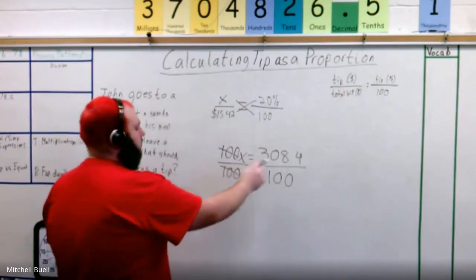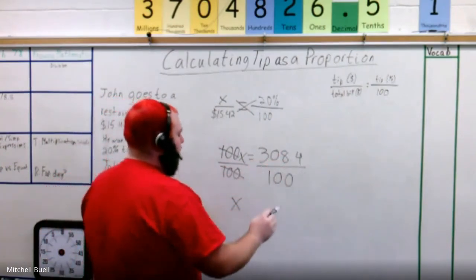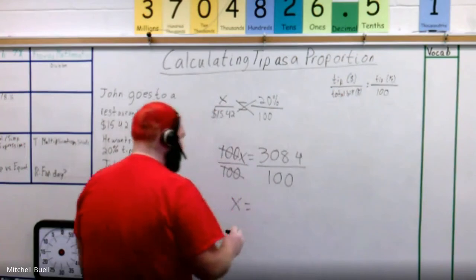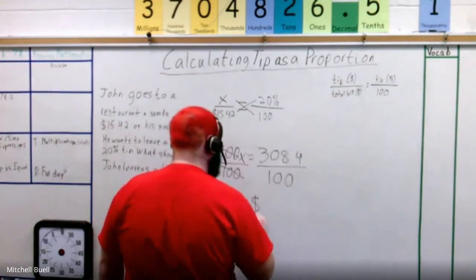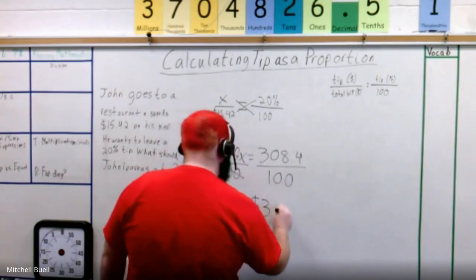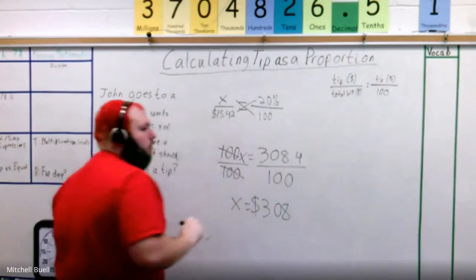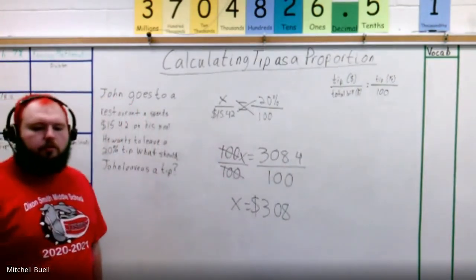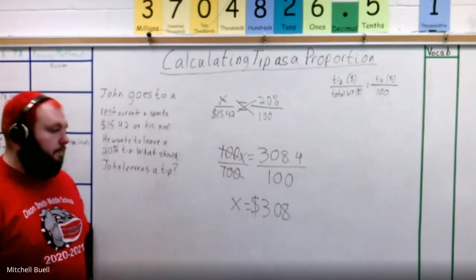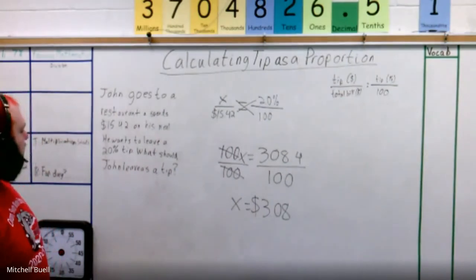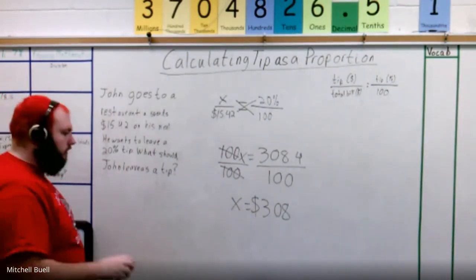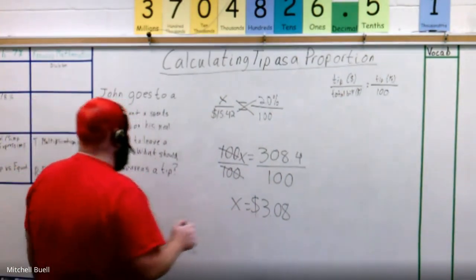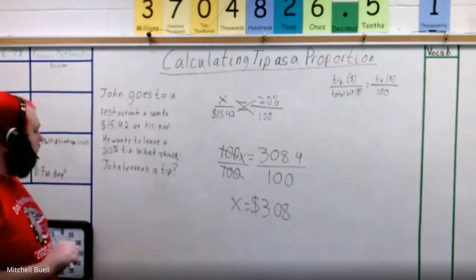And then I do 308.4 divided by 100. And I would get, as a dollar amount, that's what we're calculating for, $3.08. We'd leave off the 4 because we only go to the hundredths place when we're dealing with money. So how much of a tip should John leave on his $15.42 bill? He should leave $3.08.